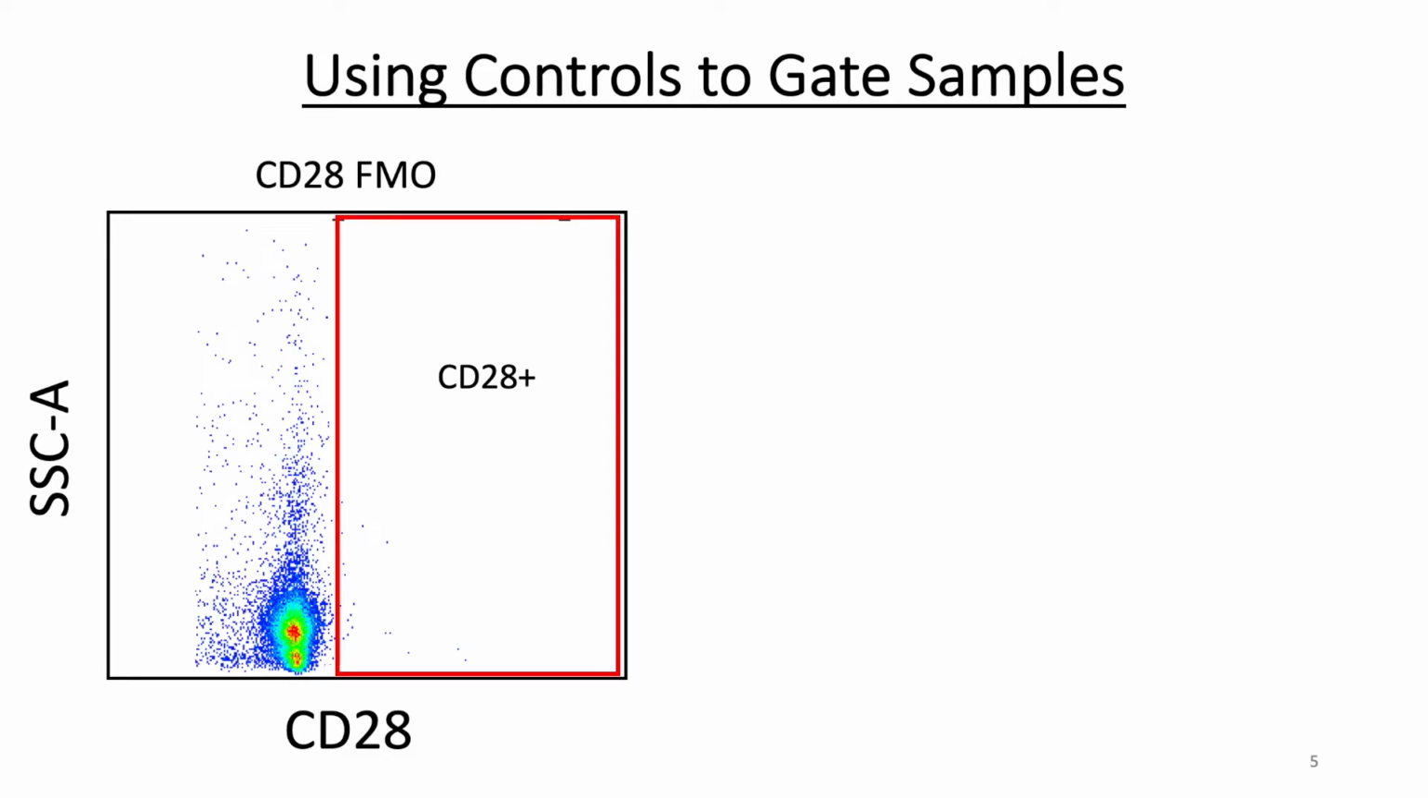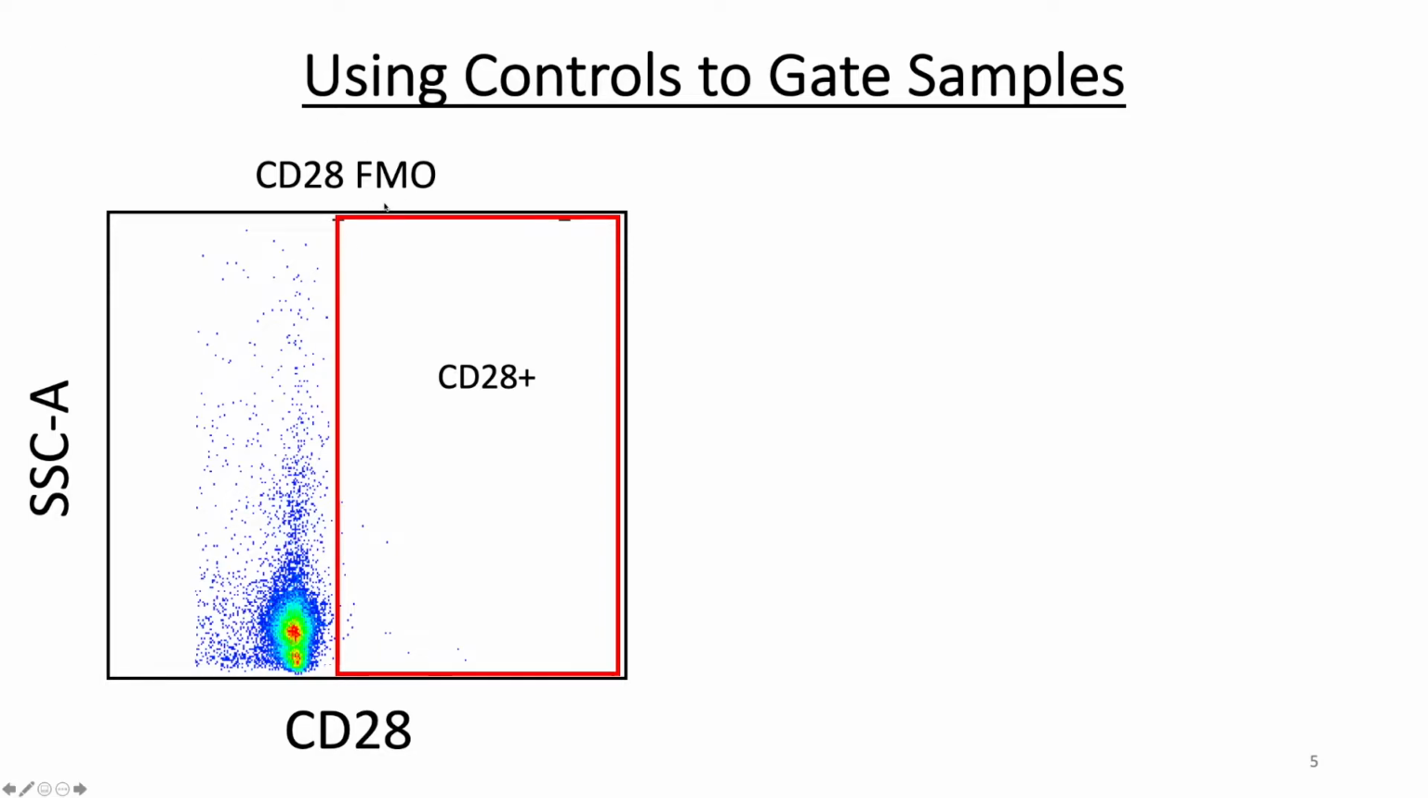But we can use controls called FMOs, or fluorescence minus one, to more accurately place our gates. When you have so many different markers and fluorescently labeled antibodies emitting light at the same time in a sample, we can make a control which contains all of the markers except for one to account for spillover. This is so we know where to place the gate so we don't get any false positives.